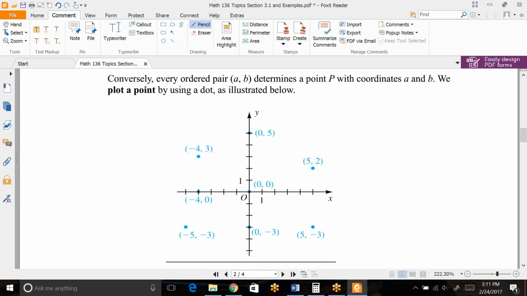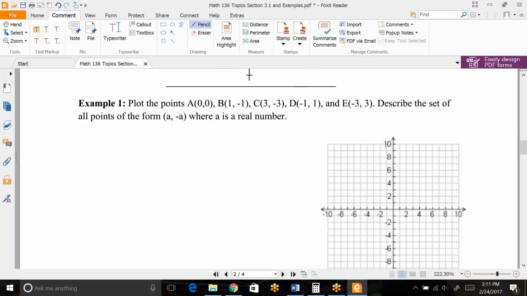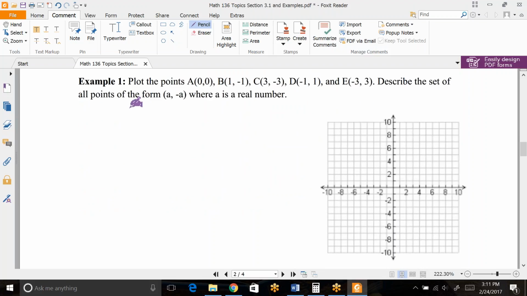So every ordered pair is a point, and it has a coordinate of x and y. And we plot, remember, by just figuring out the directions. It's like following a road map. So our first example here is we're just going to plot these points and label them. When it says label, that means you put the letter, so you don't have to write the actual ordered pair, because that takes up quite a bit of room.